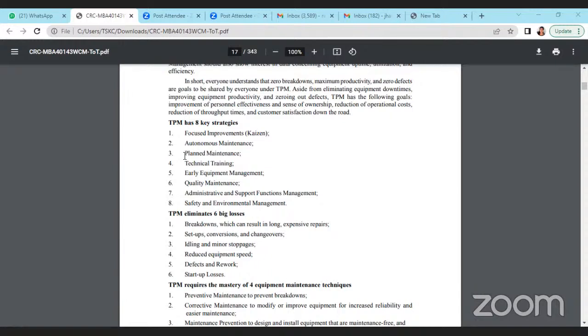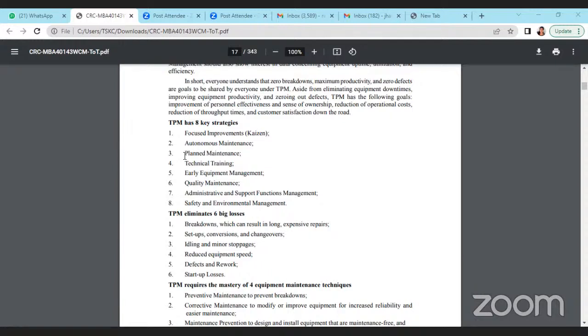And it has to be looked after by having a proper technical trainer available. And it should not be that we wait till the machine or the equipment has broken down. Before that, early equipment management has to be done. Quality maintenance has to be checked. Administrative and support functions management has to be done. Safety and environmental management also has to be looked after. These are the 8 key strategies where total productive maintenance is possible.